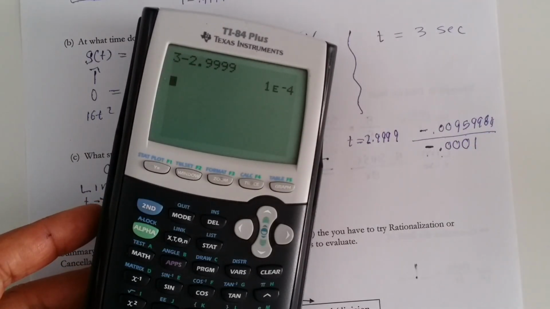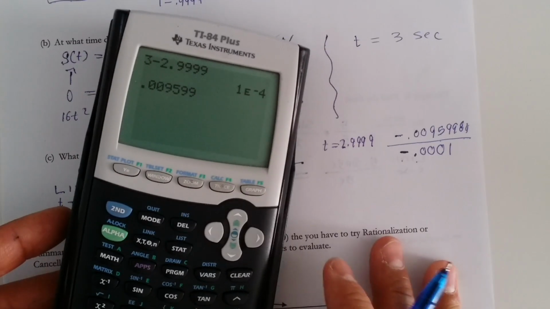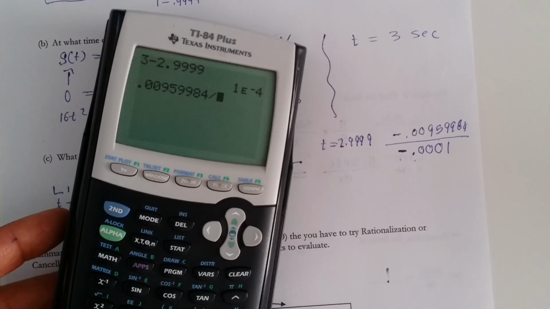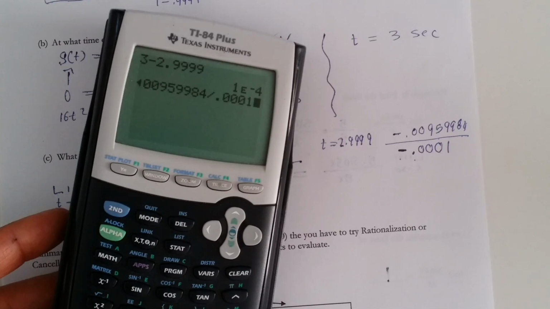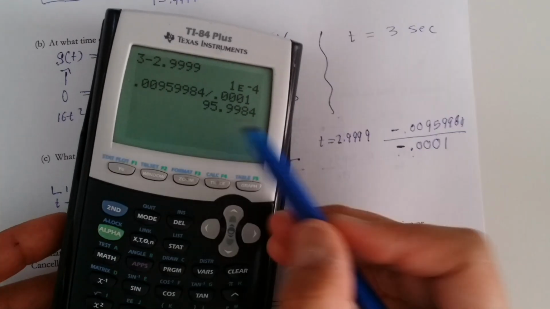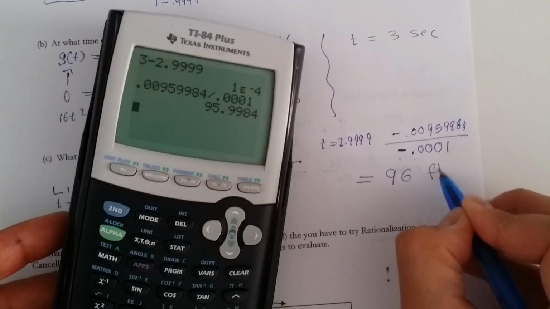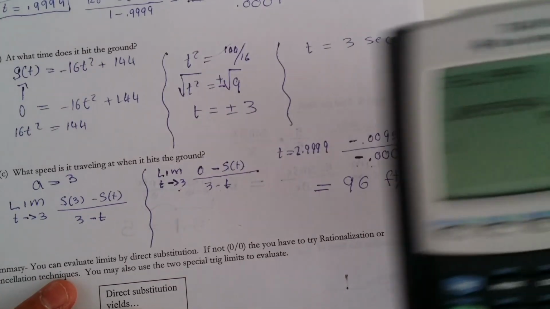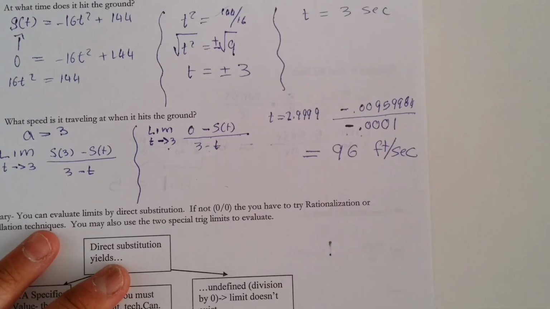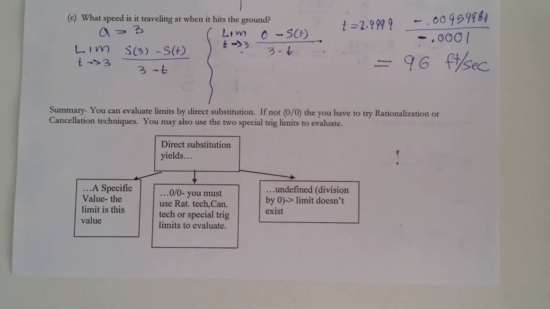So negative 0.00959984 divided by negative 0.0001. That's 96, guys. So you get 96 feet per second. On impact, when the ball hits the ground, it hits the ground at 96 feet per second. Okay? Awesome. I will see you guys in class.